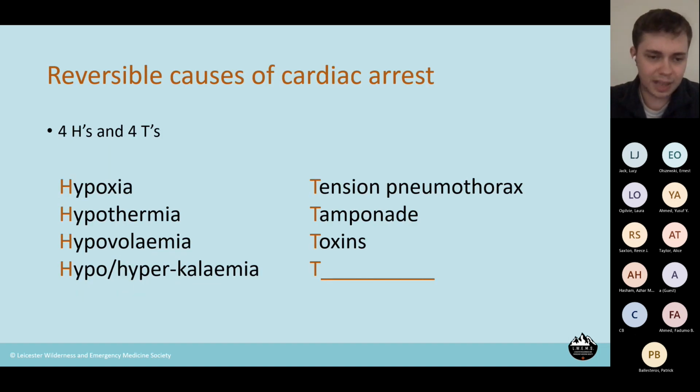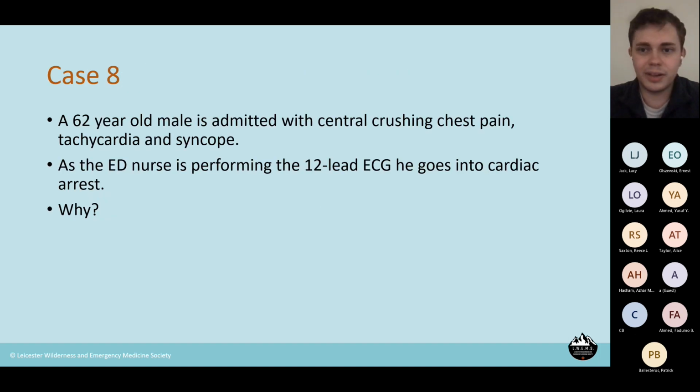So that's toxins, and we have one more left. So here's our last case. This one should be fairly straightforward. A 62-year-old man is admitted with central crushing chest pain, tachycardia and syncope. As the ED nurse is performing the 12-lead ECG in resus, he goes into cardiac arrest. Why do we think this has happened? Yeah, definitely.